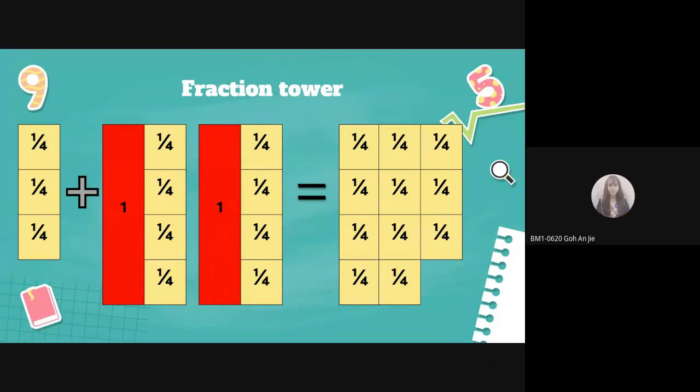Okay, now I will talk about the fraction tower. First of all, we must change the whole number 2 into a fraction. After that, we can find that 2 is equal to 8/4. Later on, we can add up these 2 fractions, and the result we will get is 11/4.